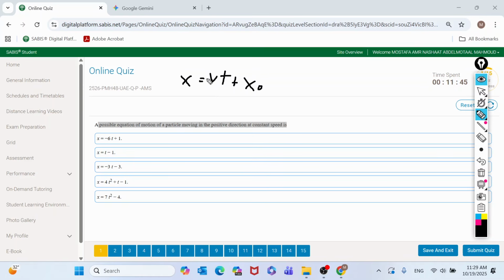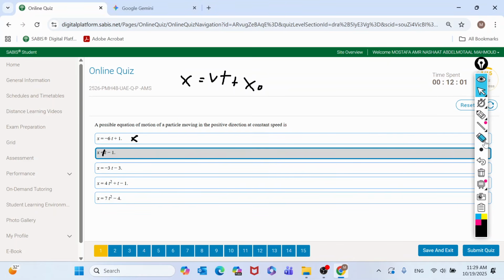Okay, so this one, no, V is negative. This one, V is 1 and x0 would be -1. So it would be, yeah, x0 would be -1. So this one's correct. This one, x is negative, and this one, t squared and t squared. So, no. Okay.